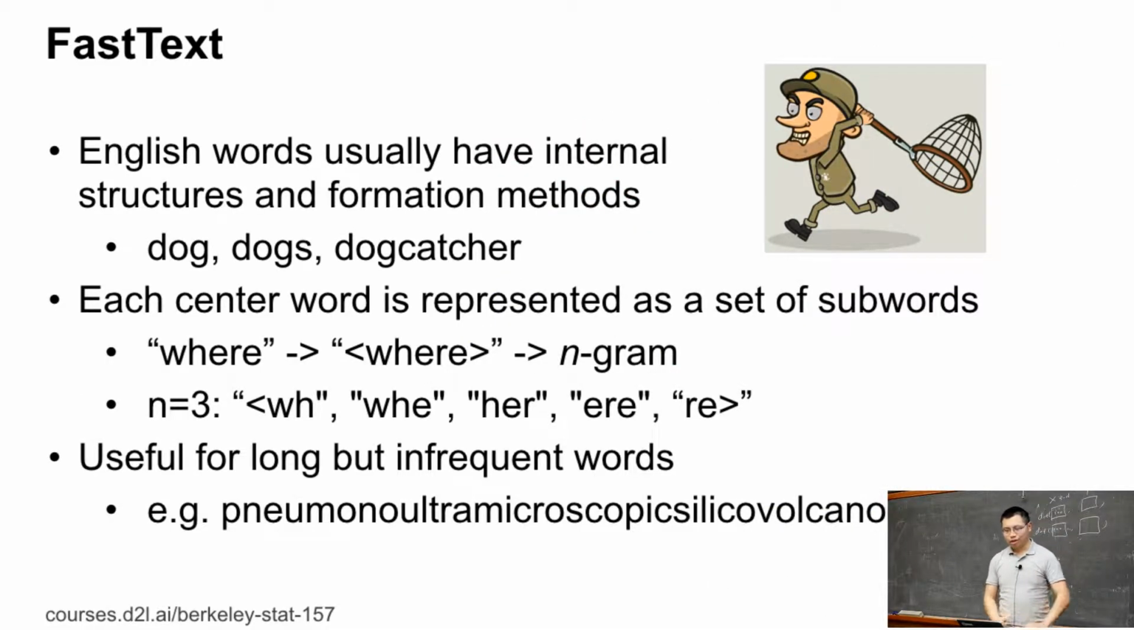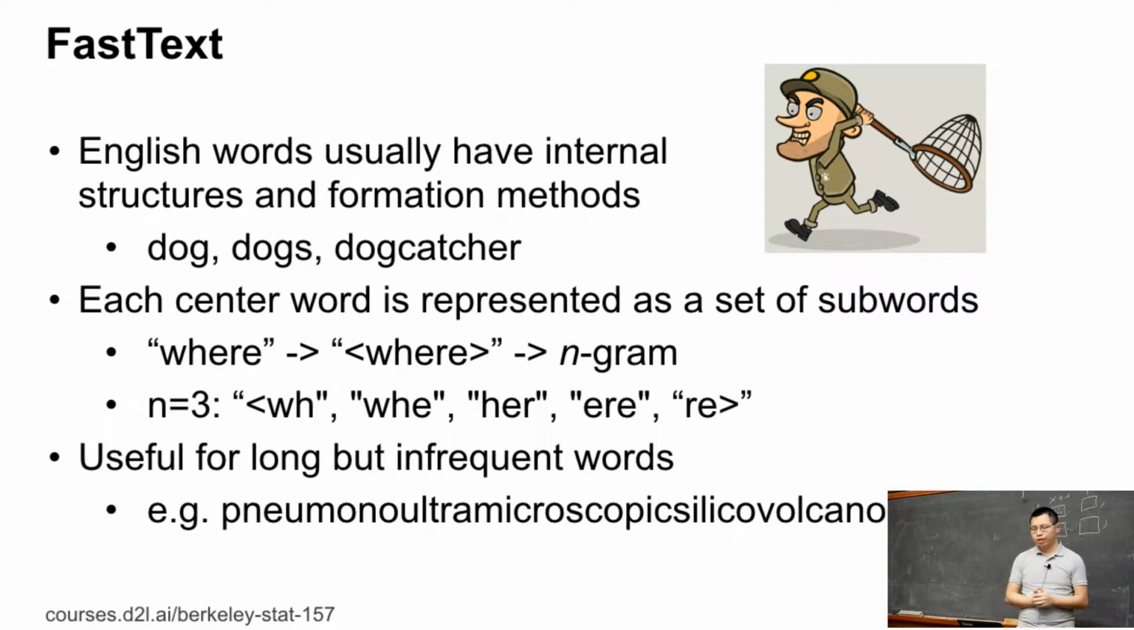The idea here is that English words usually have a lot of internal structure. For example, if you know the meaning of dog, you can kind of guess what dog and dog catcher mean. If we know this structure information, we can leverage it to help understand the word. So in FastText, each center word is represented by a set of subwords.